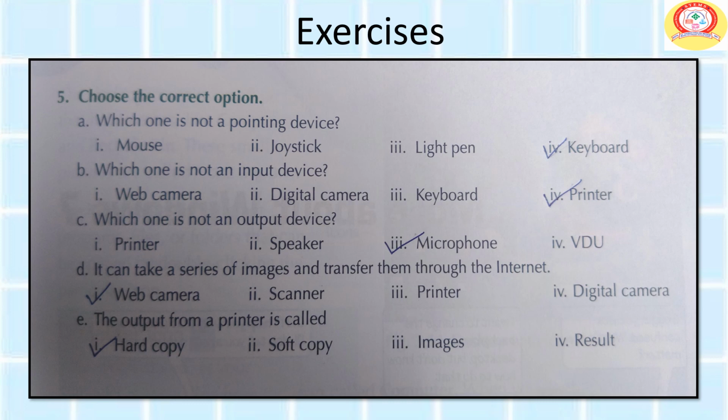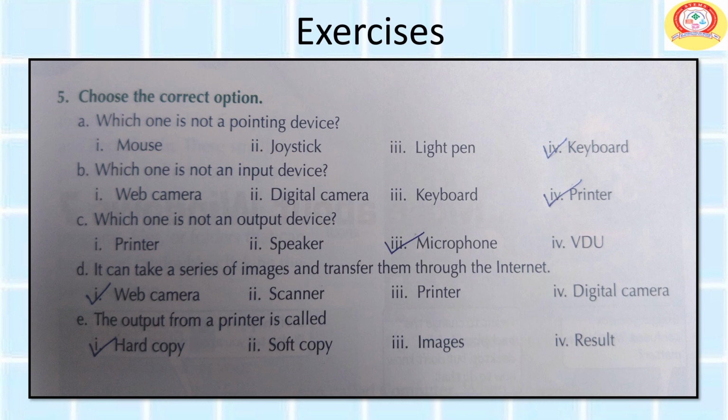Now children, let's move to B. Which one is not an input device? 1. Web camera. 2. Digital camera. 3. Keyboard. 4. Printer. So children, fourth, printer. Printer is not an input device. So children, tick on the fourth one, printer.